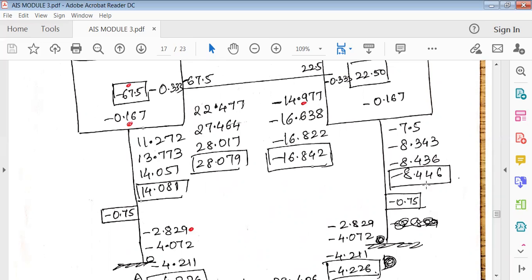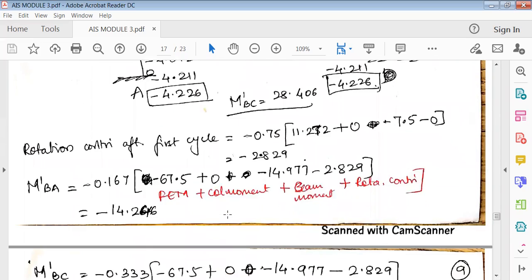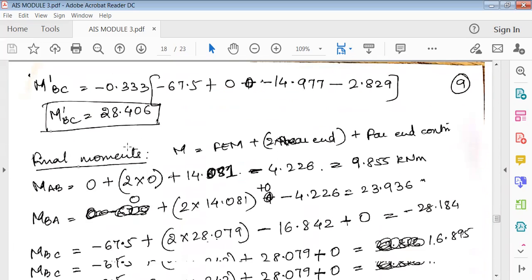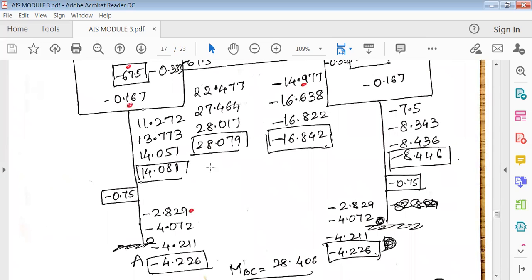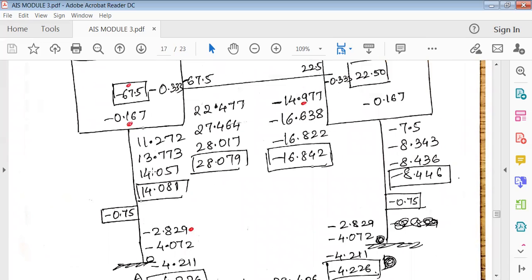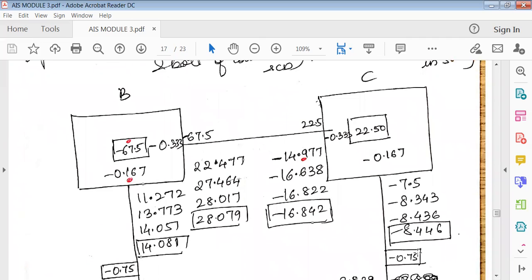All right, so once you calculate all of this, then it is time to stop. After that, calculate the final moments. Okay, so for the final moments, again apply the same formula, that is moment M is equal to fixed end moment plus 2 times near end plus 1 time far end. Okay, and once you mark this here, it's better you write down the moments here. So this is BA, BC, CB, CD.